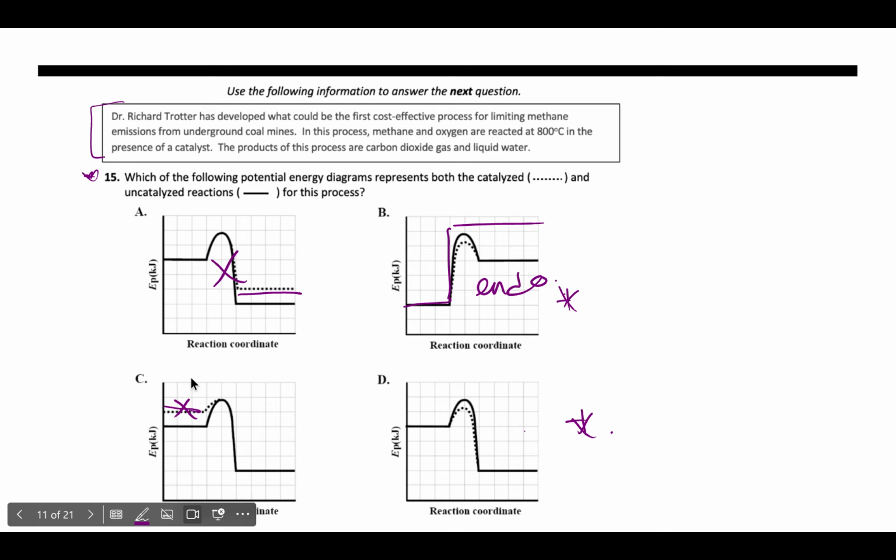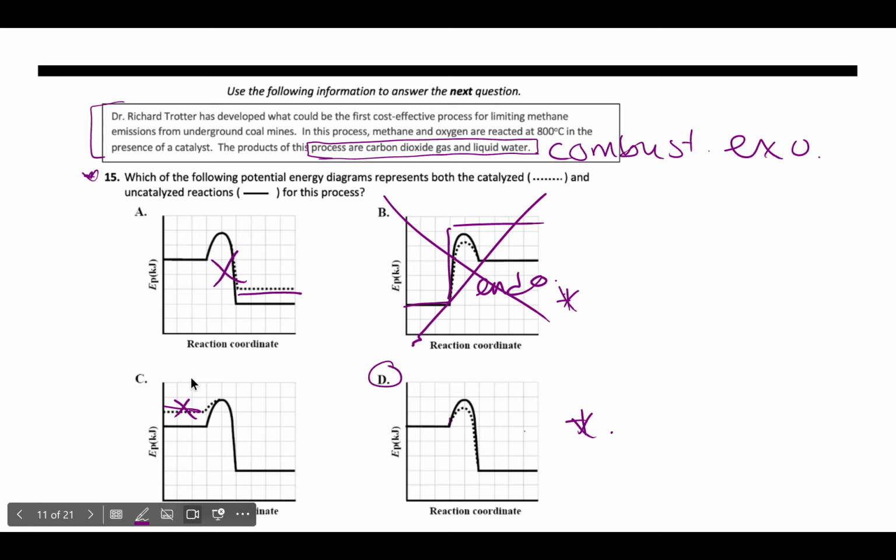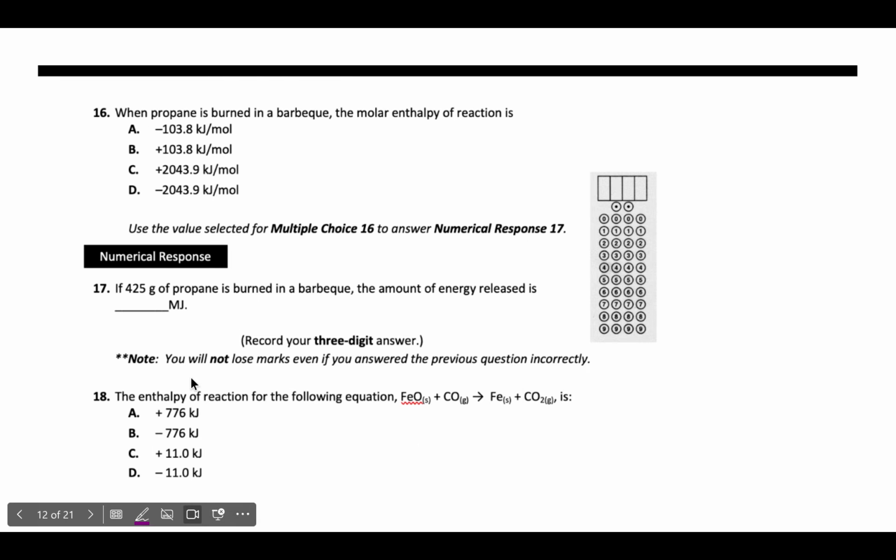And from the little bit of information that it does show, it does talk about the products of this process. This products part is telling us that this is a combustion reaction. And if it is combustion, we are looking for that exothermic graph. So it's not this one for that reason. It's not A or C because of how it affected the reactants and the products. It's only D because D has that activation energy and the catalyst lowered it. And that's what catalysts do. Okay, moving on from there.